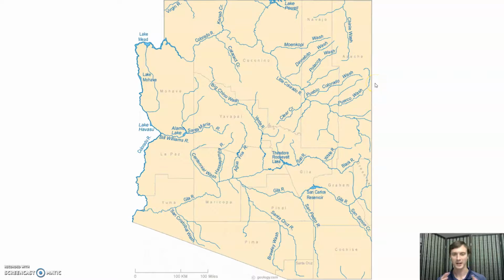So one more time, just to emphasize, we have all of these different rivers and lakes in Arizona. These all fall within the same drainage basin. In other words, they all fall within this big area which all eventually drains into the Colorado River.